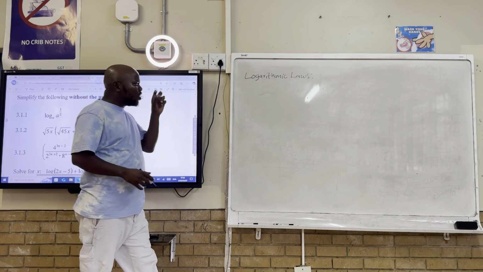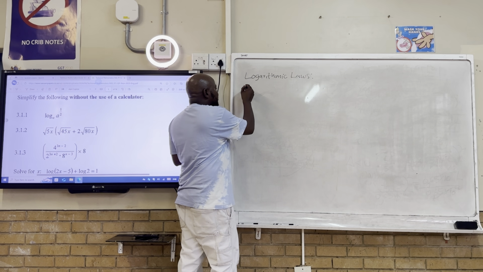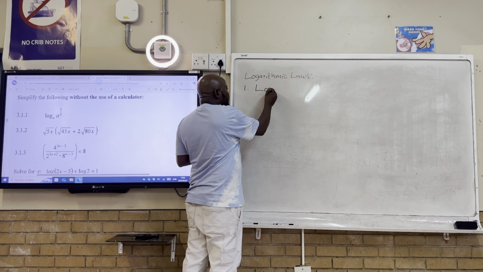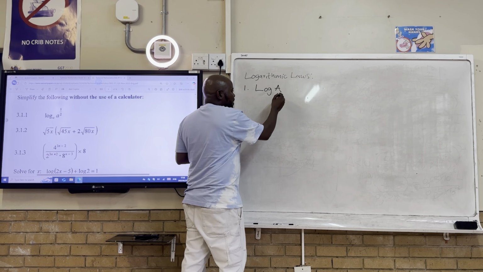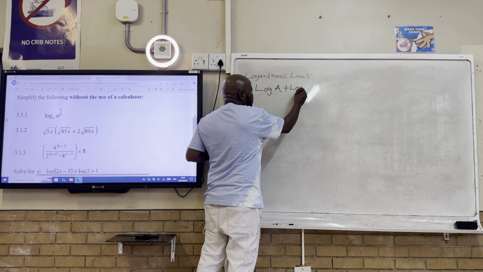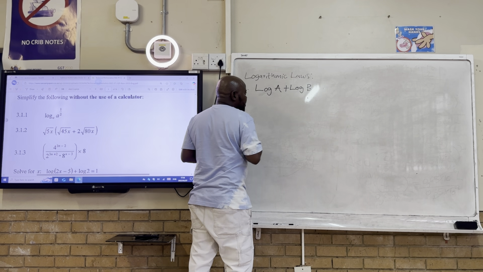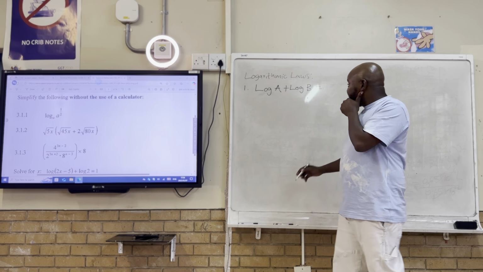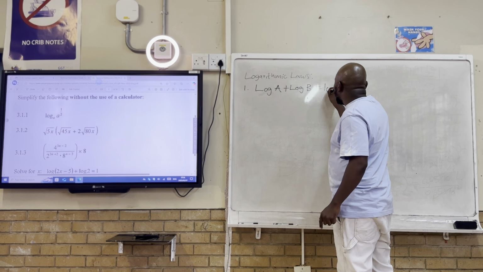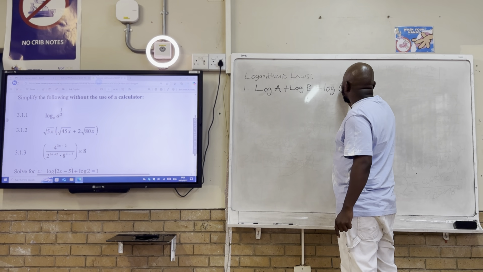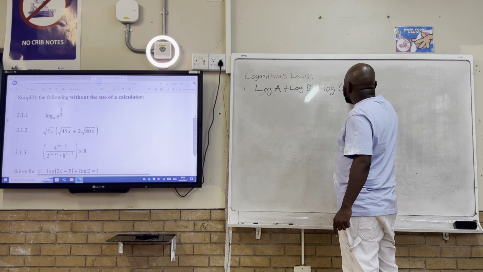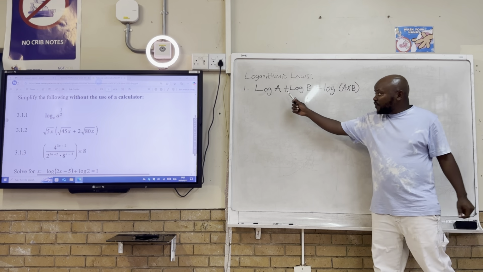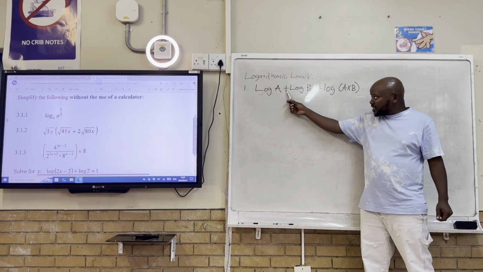So the first law of logarithms. Law number 1: when we have log of A plus log of B, this is the same as log of A multiplied by B. Are we together? Log of A plus log of B positive now.